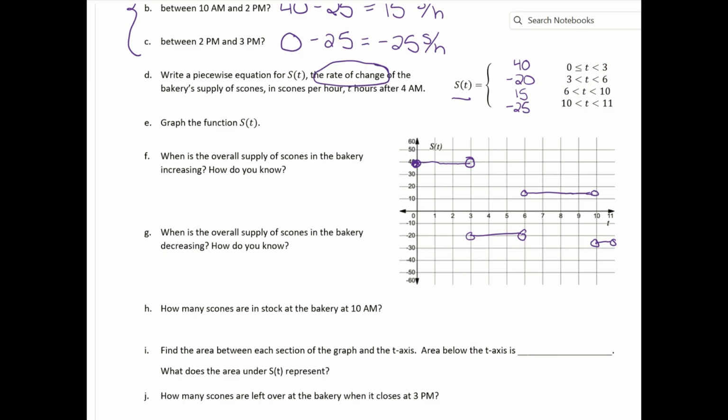So when is the overall supply of scones in the bakery increasing? How do you know? Well, we know between 0 and 3, the number of scones is increasing because the rate, remember this is the rate, is positive. So how do we know? We know it's between 0 and 3, and also between 6 and 10.